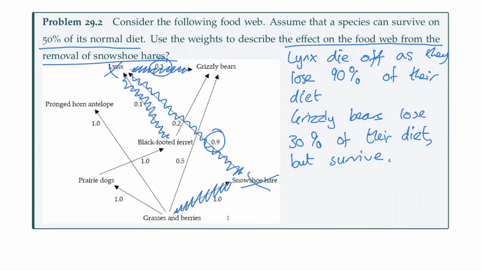As I discussed in the problem class on Monday, there are lots of other potential things that we could say might happen. For example, there might be more black-footed ferrets around because the lynx aren't feeding on them, which means that maybe the grizzlies can eat more black-footed ferrets, so they might be able to adjust their diet accordingly. But we don't know these things for sure. We can't really understand what's going to go on unless we have a full population dynamic framework for this food web. But what you can say for certain is that if we remove the snowshoe hares, lynx will lose 90% of their diet. Therefore, they're going to go extinct. Grizzly bears will then lose 30% of their diet because lynx have gone extinct, but they're able to survive.